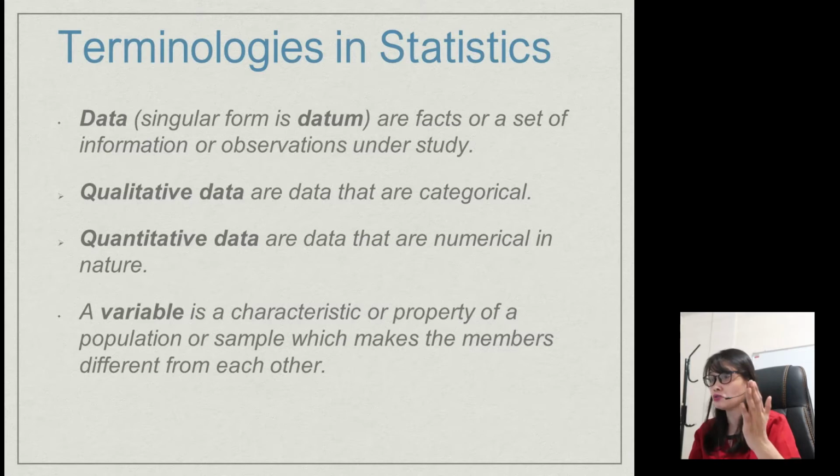Data can be classified into two. So we do have qualitative and then quantitative. The question is, how do you differentiate the two? When we say qualitative, from the word itself, quality, and then quantitative from the word itself, quantity. Qualitative data are data that are categorical. Quantitative data are data that are numerical in nature. That's why we call it quantity, meaning numbers.